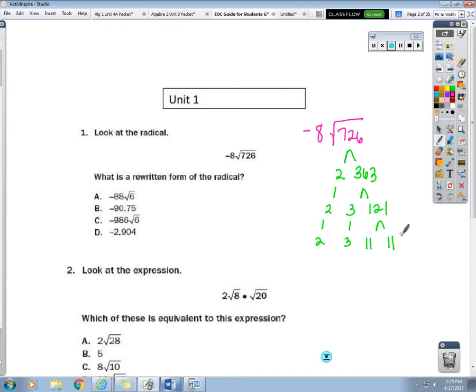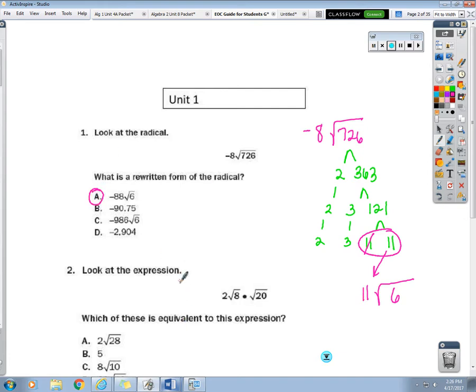Now you circle your pairs. Kill one of them, kick one of them out of the house, and then the other ones that were not circled go back in, and what do you do with them? Multiply them. 2 times 3 is 6, but that's only the square root of 726 simplified. You've got to remember this -8 that was out there from the beginning, but you now multiply by the 11 to make -88 square roots of 6.